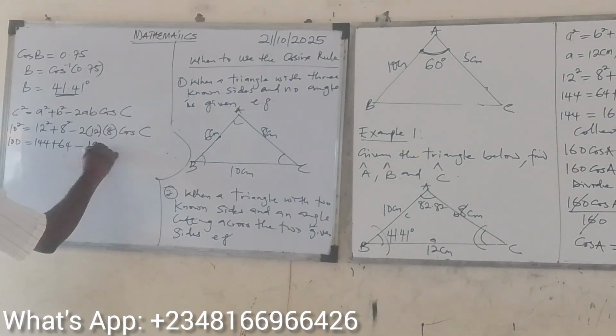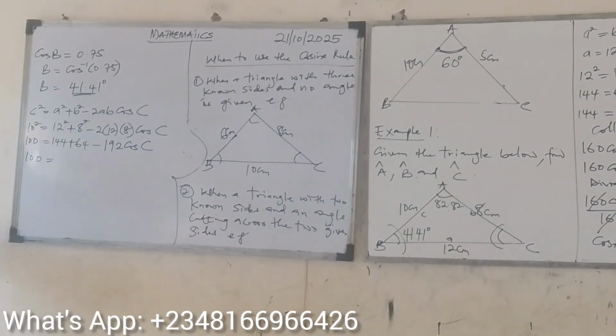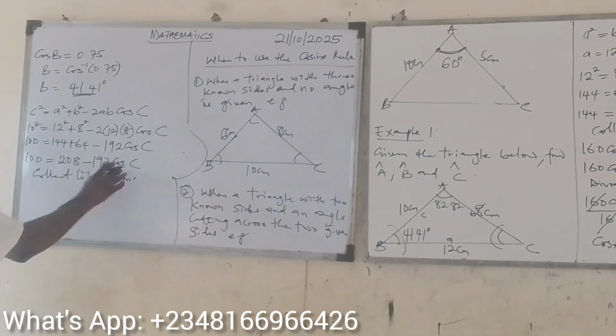So here we have 192 cos big C. So it means 100 will be equal to, when you add 144 plus 64, that will give us 208, minus 192 cos big C. Now the next step is to collect like terms. So we bring this to the other side.